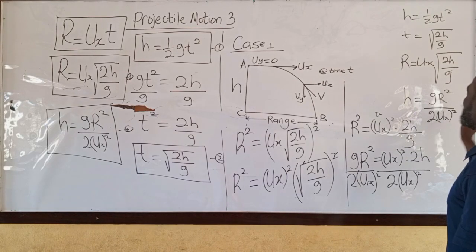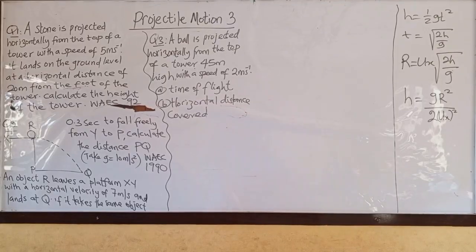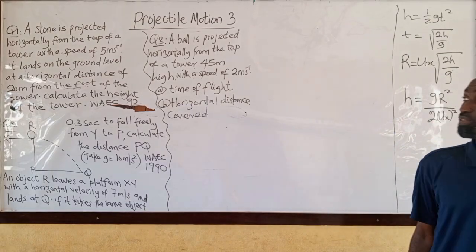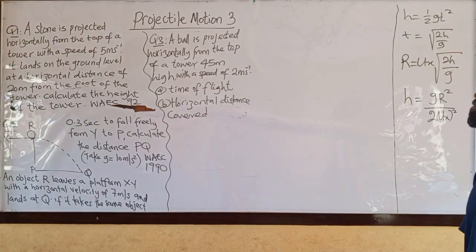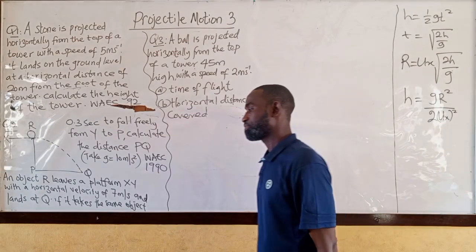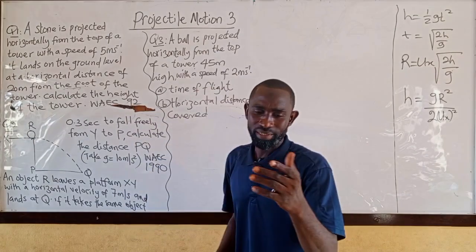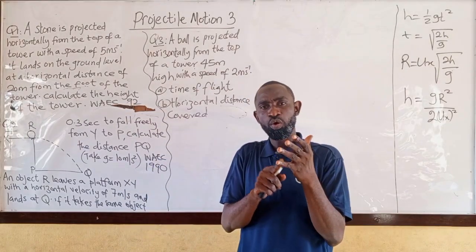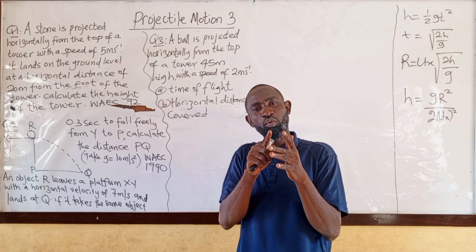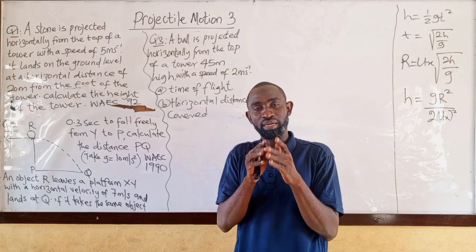Okay? So let us solve some questions that we have on the marker board. The first question is: a stone is projected horizontally from the top of the tower with a speed of 5 meters per second. Class, take note of this. We have projectile, vertical projection, we have horizontal projection, and we have projection at an angle of theta to the horizontal, which we call inclined projection.